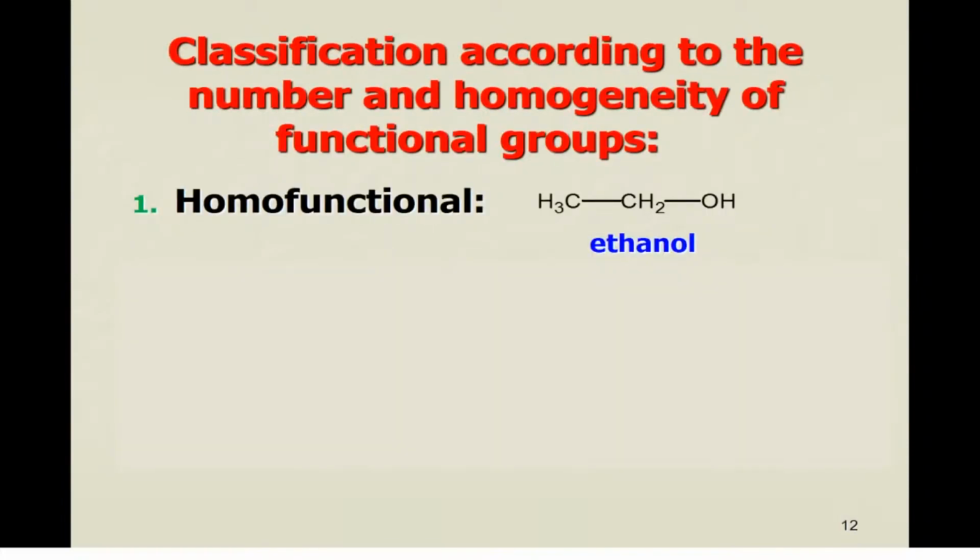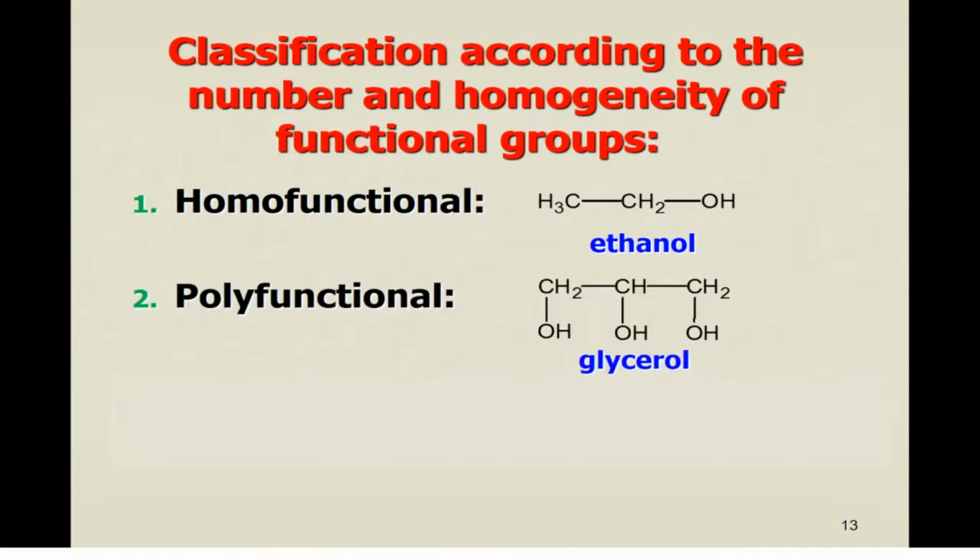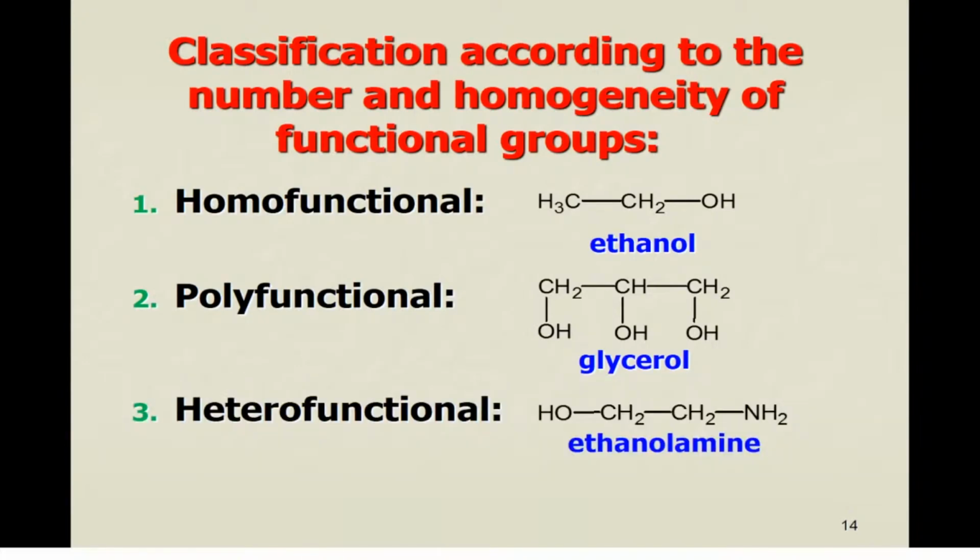According to the number and homogeneity of functional groups, organic compounds can be classified into three types: homofunctional or monofunctional, that means one functional group and that's it, for example, ethanol. Polyfunctional, when two or more functional groups are present in the same molecule, for example diols or triols, like glycerol, where there are three OH groups. They have extra steps because of more than one functional group; they affect each other. And if their functional groups are different, such compounds are known as heterofunctional.